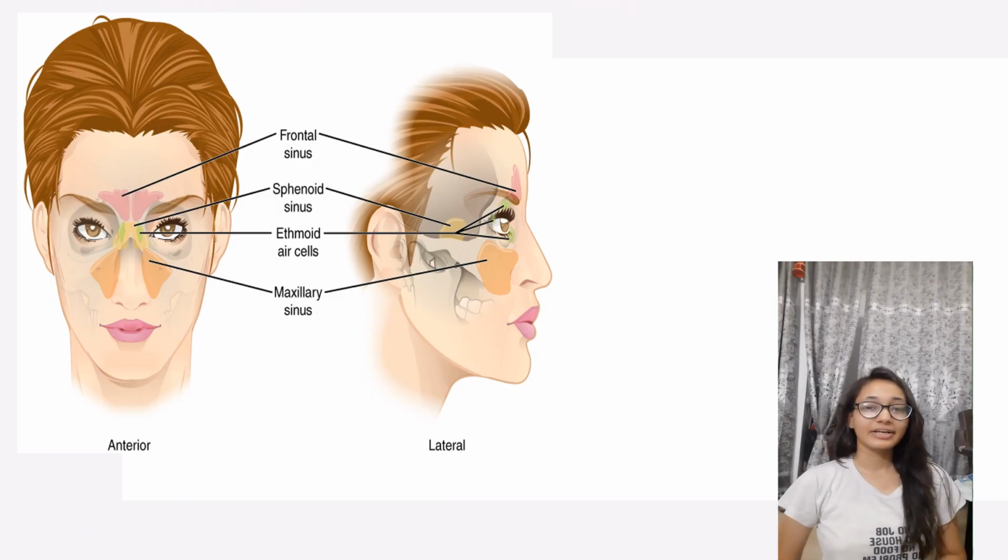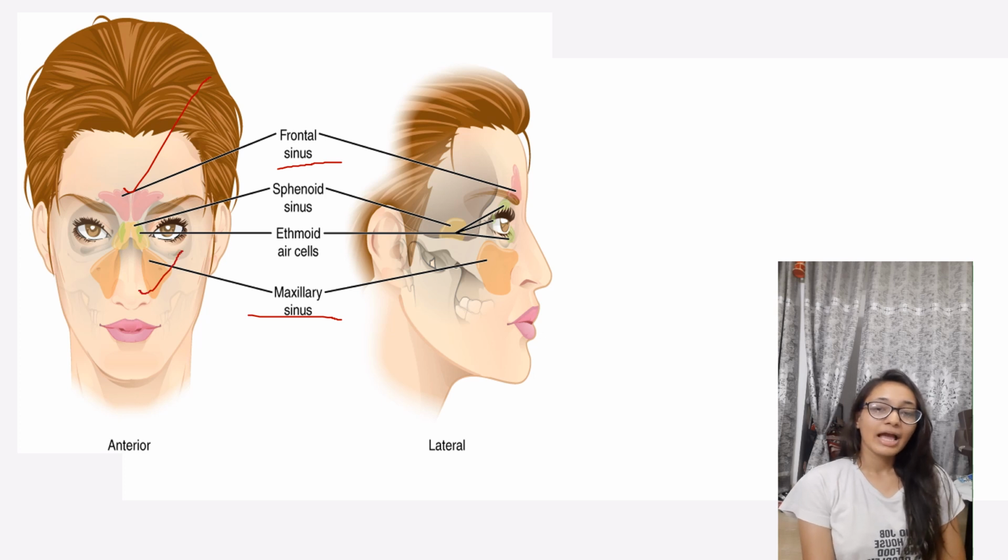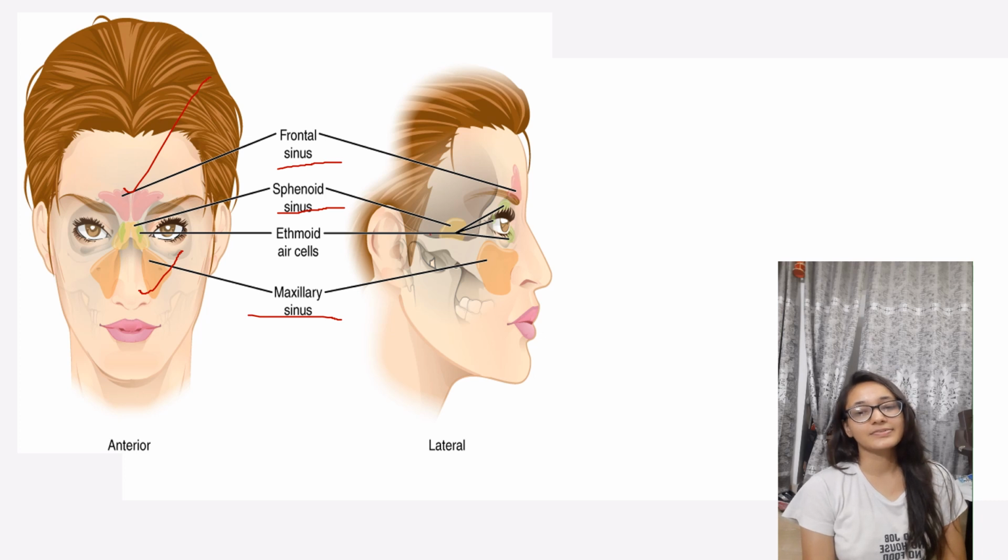Paranasal sinuses are the air-filled cavities which are present inside the bone. For example, if we see in this figure, we can see the frontal sinus is present in the frontal bone, the maxillary sinus is present in the maxillary bone, and when we see its lateral view, we can see the sphenoid sinus inside the sphenoid bone.